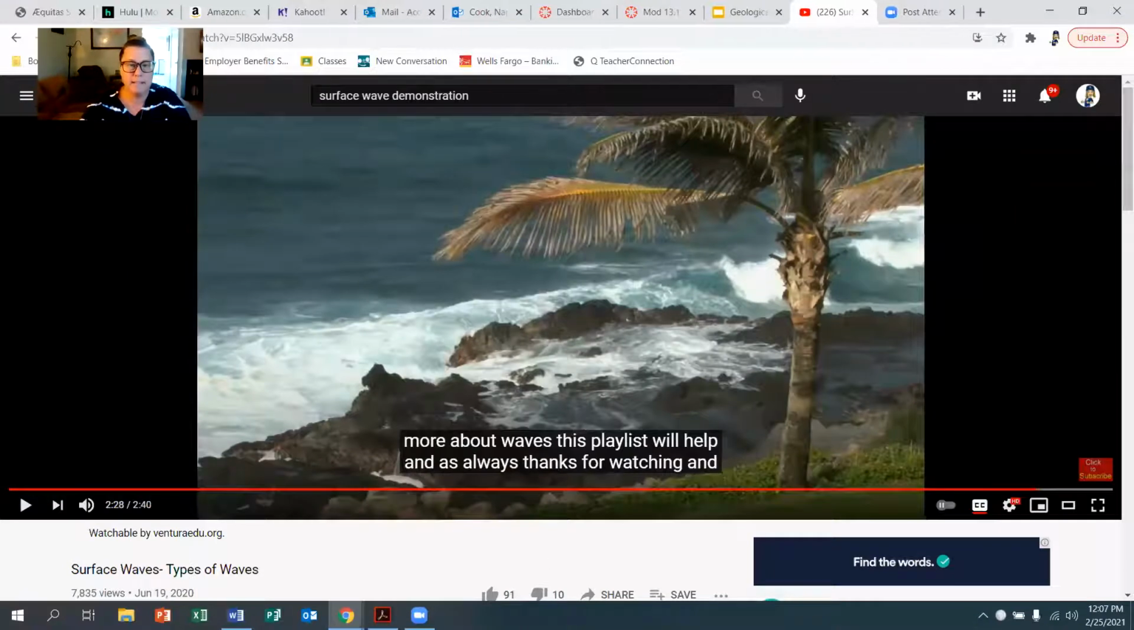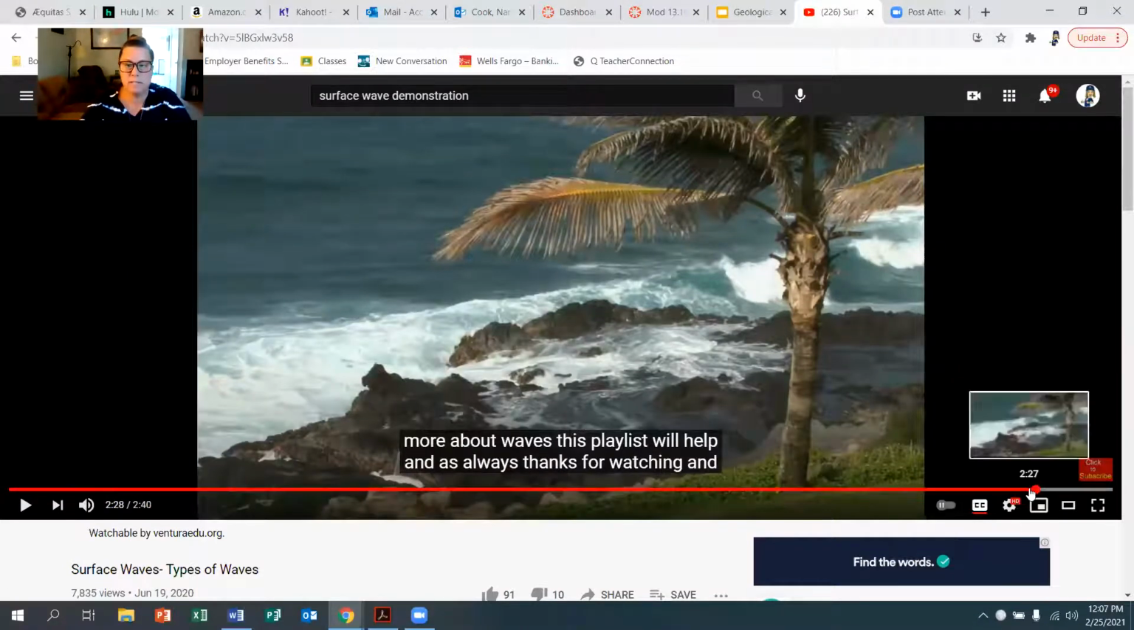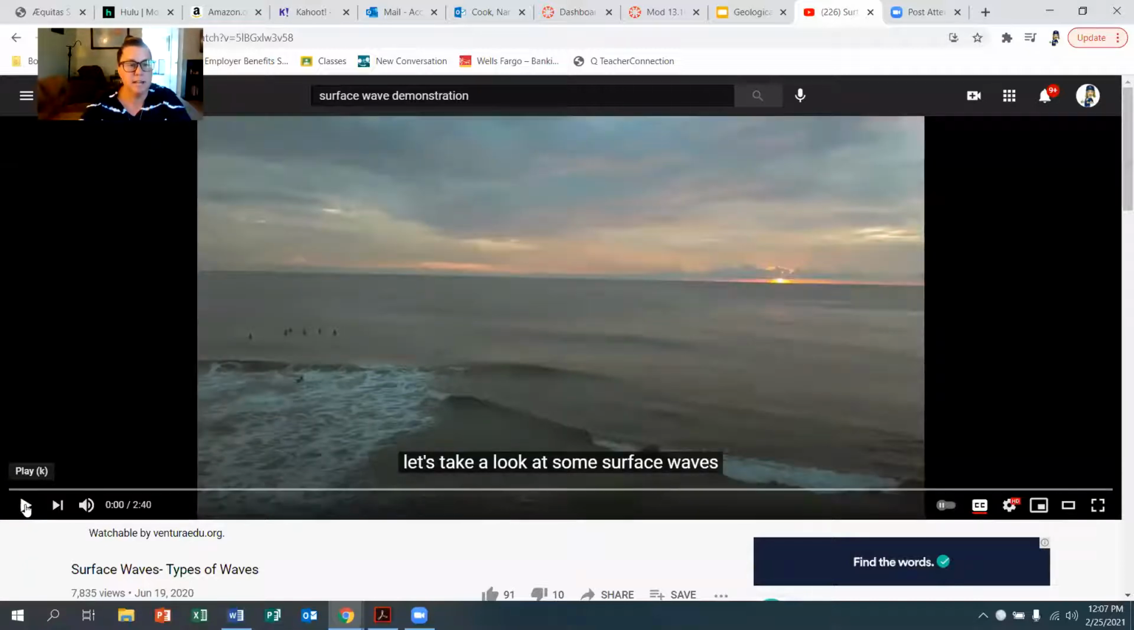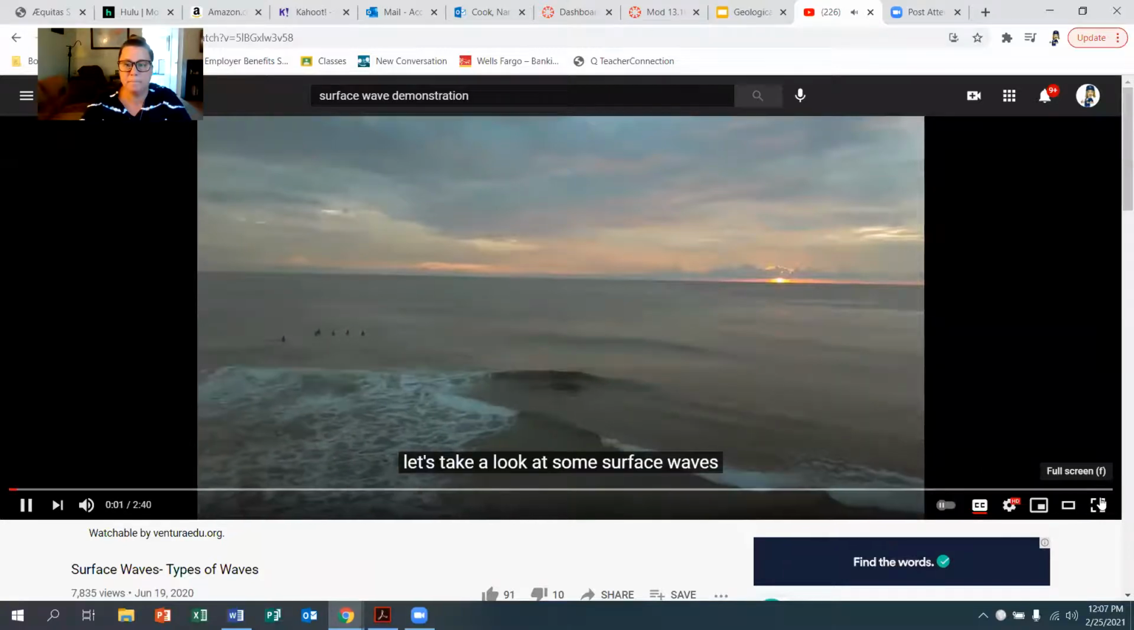Lastly is our surface waves. I like this one because it's pretty and it reminds me of the beach. You're going to see how surface waves can affect an earthquake. Let's take a look at some surface waves.